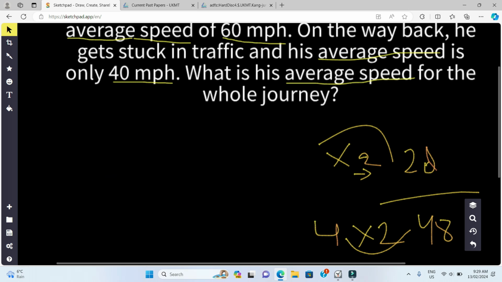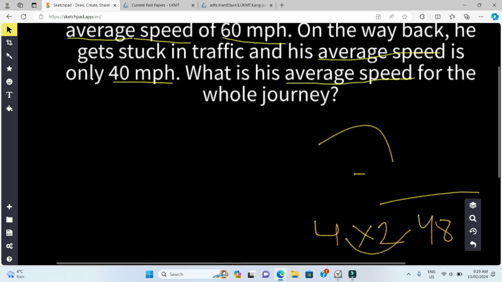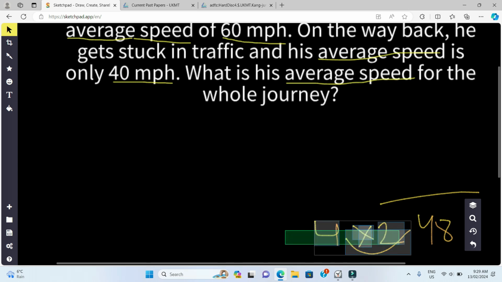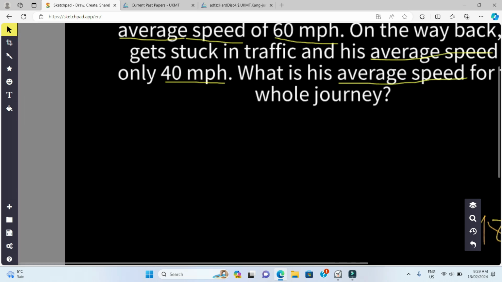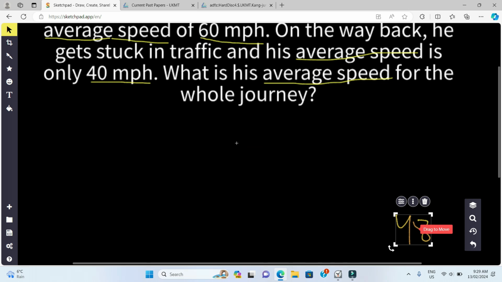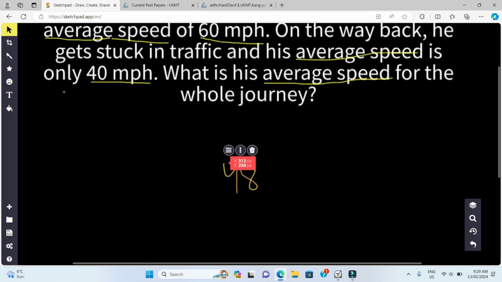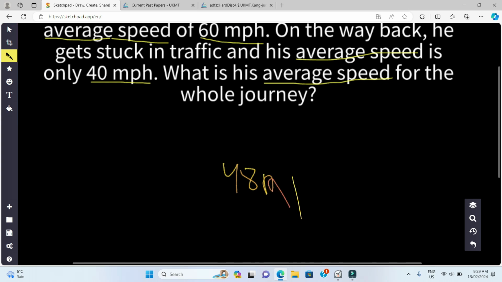So see, it's like a trick question, okay? That's why this is a challenge. And actually, I took this from a challenge. I did one challenge and I had this question, so I just wanted to share it with you. And so our answer is 48 mph. And guys, this is our answer.